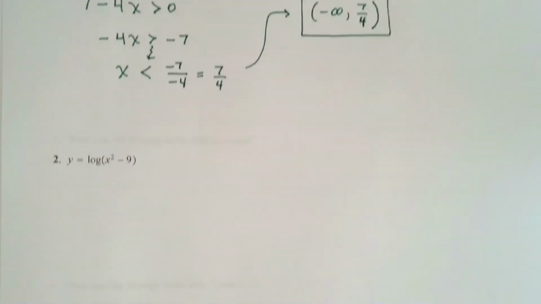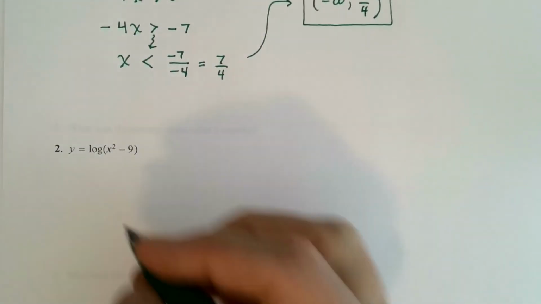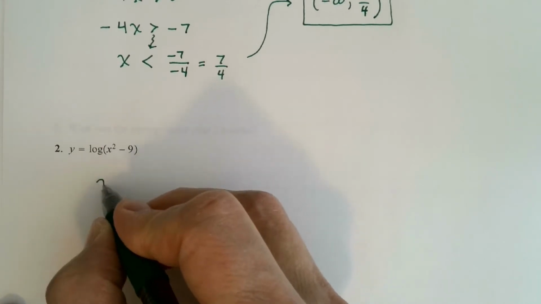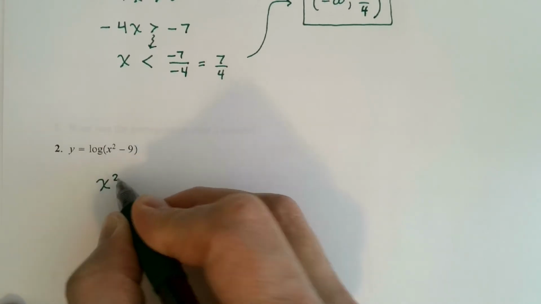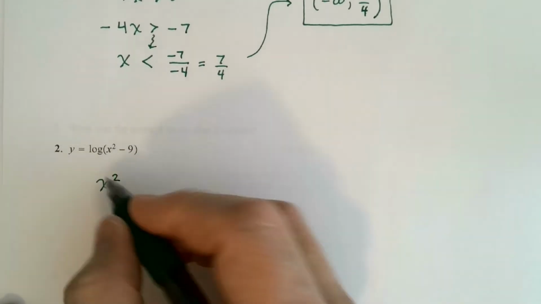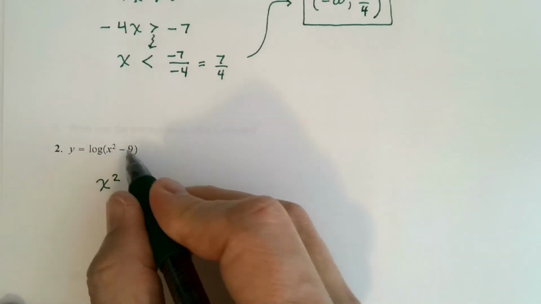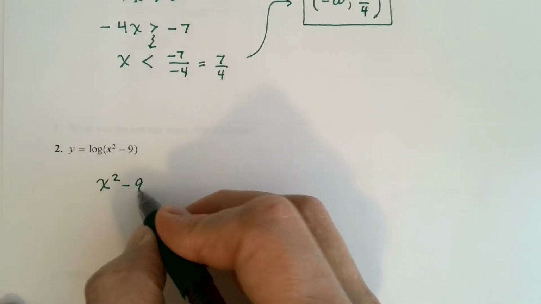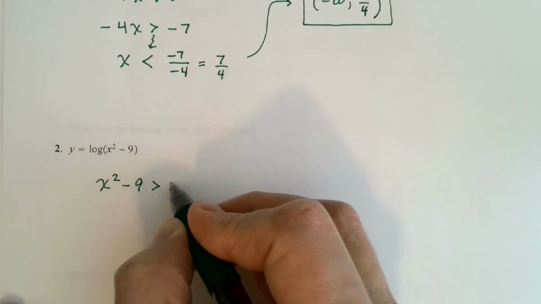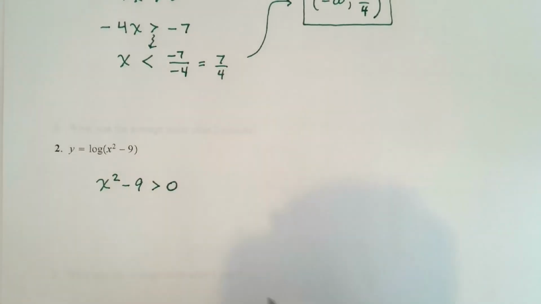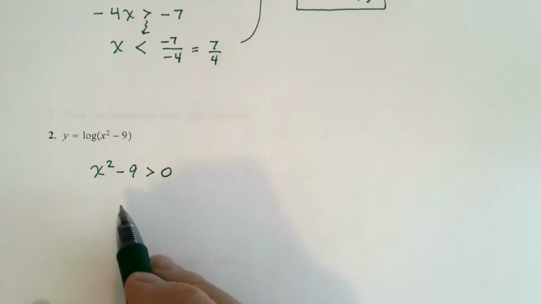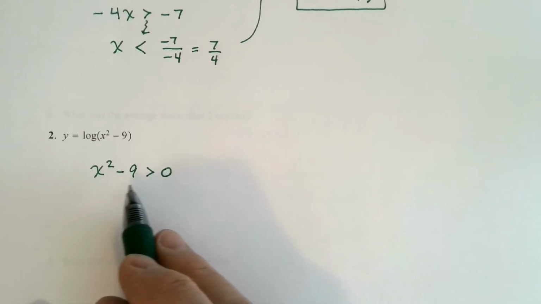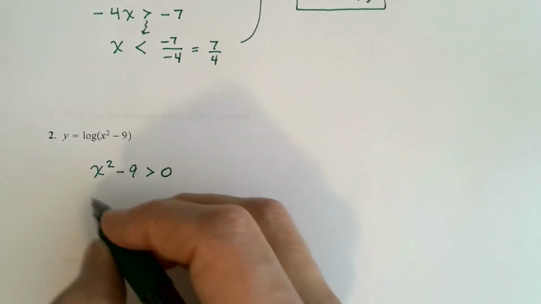Okay. Let's look at the next one. y equals log of x squared minus 9. Well, what do we have to have again? What we're plugging into the logarithm, which notice this is base 10. Again, for any base it doesn't matter. The domain will be the same. What we're plugging in, in this case x squared minus 9, must be greater than 0. So how do we solve this problem? Well, this is a nonlinear inequality. This is a polynomial inequality. Remember, we've been talking about those as well.